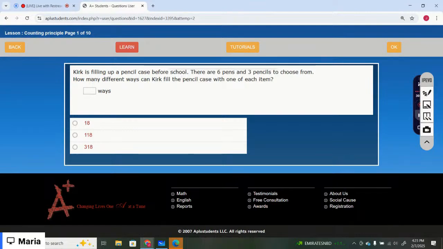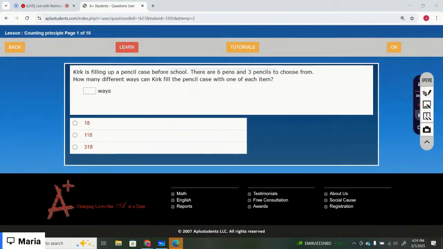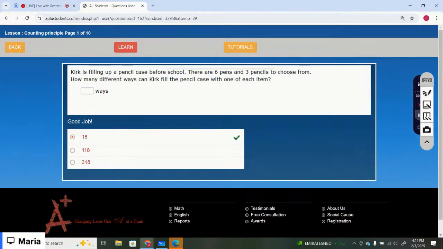Kirk is filling up a pencil case. There are six pens and three pencils to choose from. How many different ways can Kirk fill the pencil case with one of each item? So you have to multiply the choices to calculate the possibilities. 6 times 3 makes 18. You have 6 choices for pens and 3 choices for pencils. You need to calculate the total possibilities, so you have to do 6 times 3. That is 18. Option number 1 is the correct option.